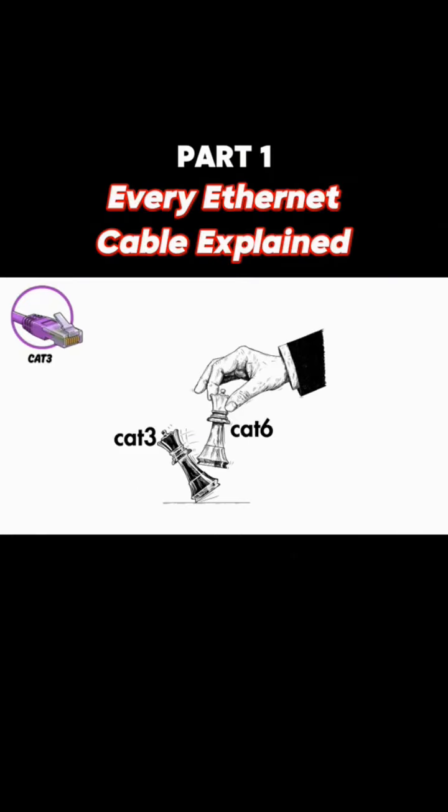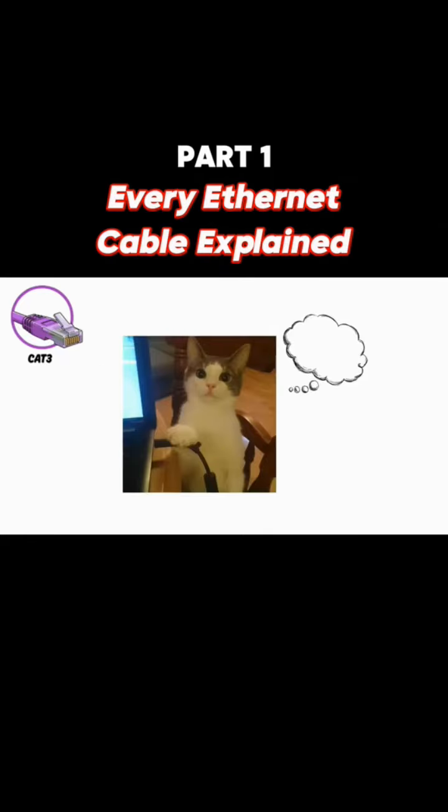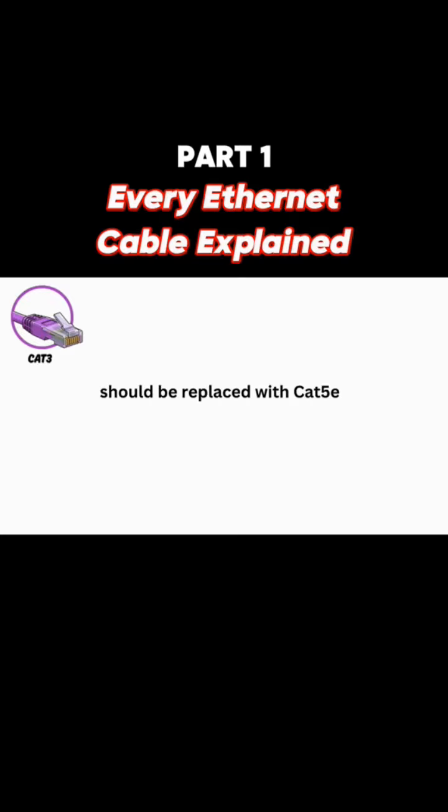Today, it's outdated for modern internet speeds and is mostly found in older buildings for voice systems or simple security devices. In short, Cat3 was great in its time, but it's far too slow for modern networking and should be replaced with Cat5e or better.